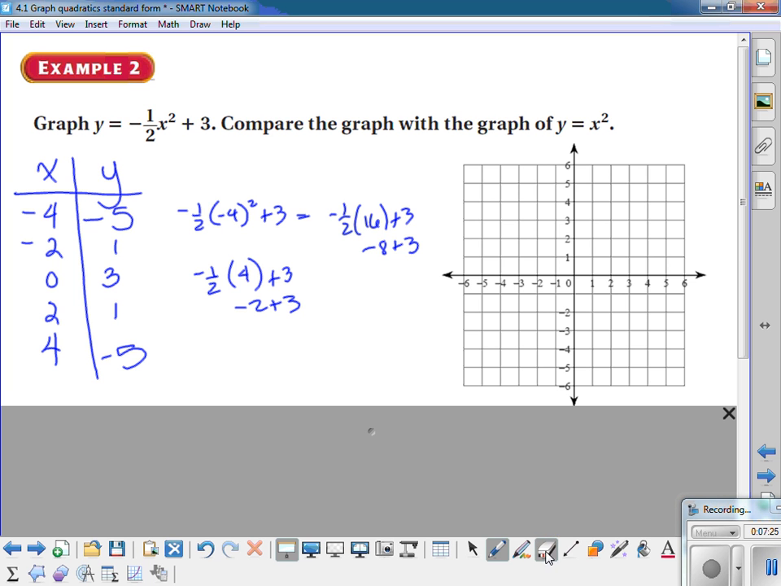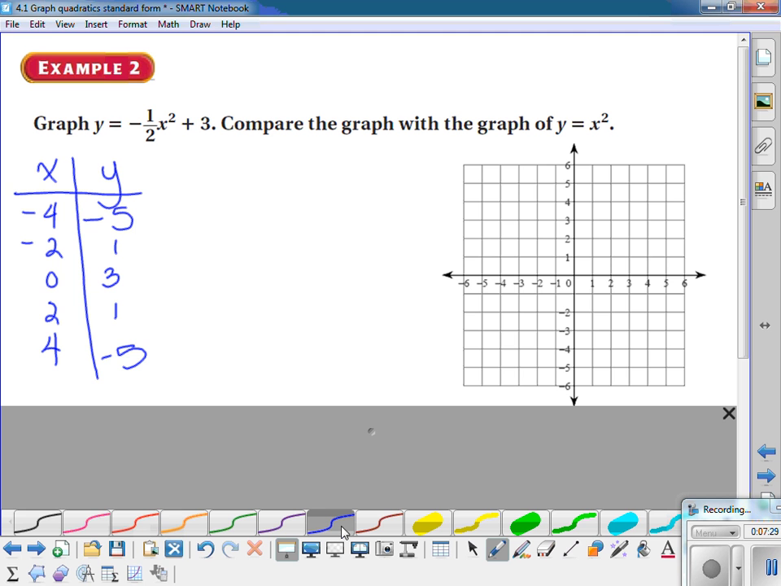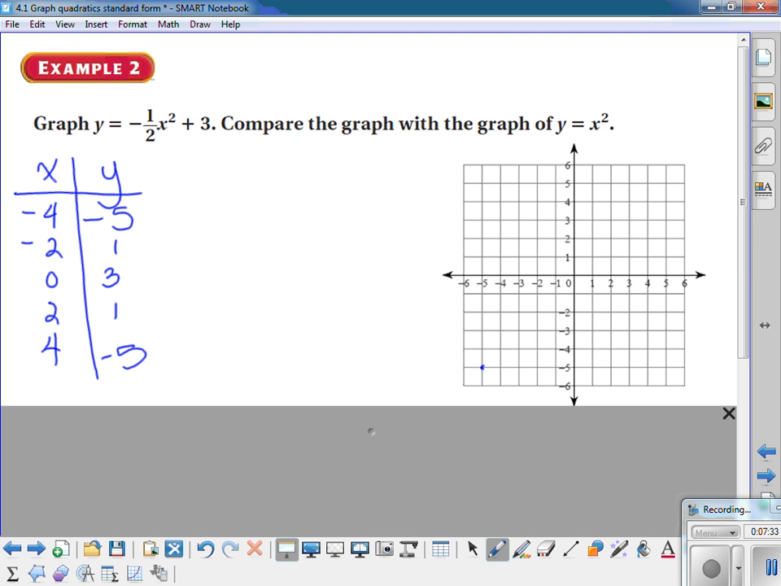Okay, so now when I graph it, let me go ahead and erase this work here. All right, so now when I graph it, I'm going to negative 4, negative 5. Oops, wrong one. There we go. And negative 2, 1, 0, 3, 2, 1, and 4.